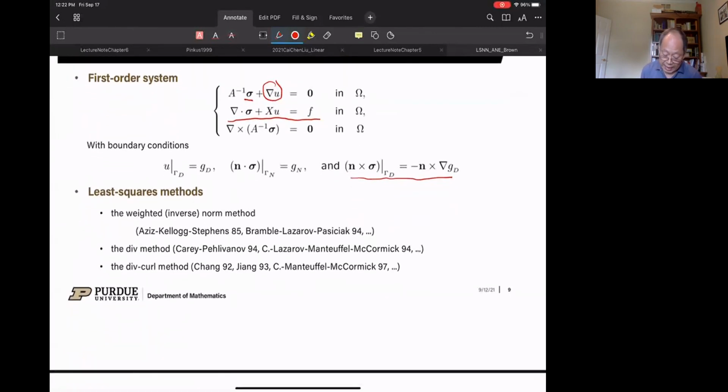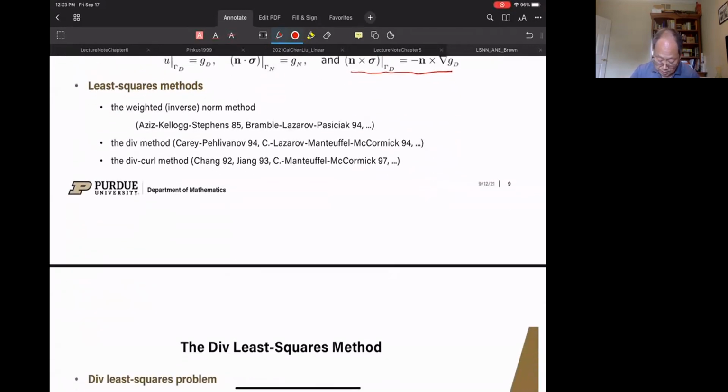Let me just mention that in '85 there was what they call the inverse norm approach, and also Bramble in the middle of the 90s did the inverse norm approach. And then we did what we call the divergence least square method, which we basically apply to this formulation. And if you apply the least square to the whole system, that's what we call div-curl systems, etc. Let me give you a simple introduction to the div-curl method, which is my favorite, in a way.